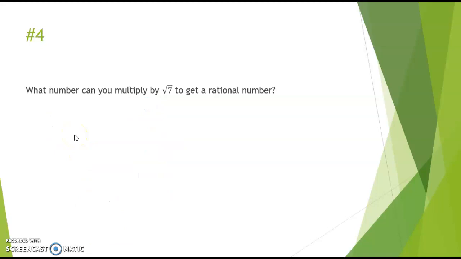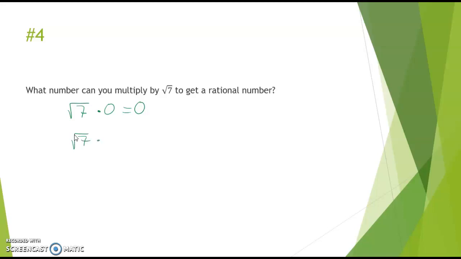All right, so what numbers can you multiply by square root 7 to get a rational number? Well, I know that the square root of 7 is not rational. Okay, so I need to multiply it by certain numbers to get a rational number. Well, first off, I know that anything times 0 is 0. So if I times it by 0, 0 is a rational number, so that works.